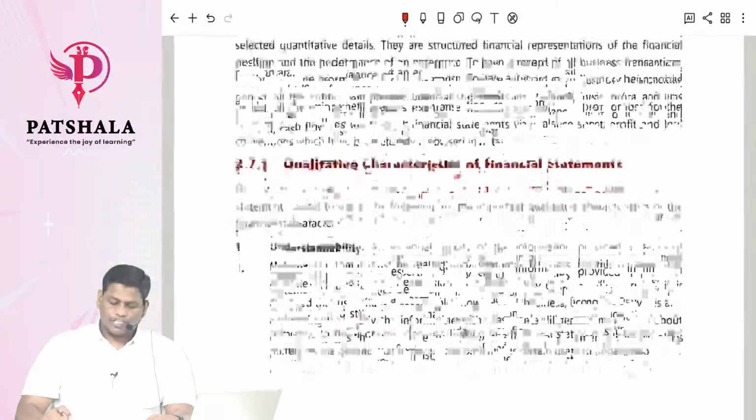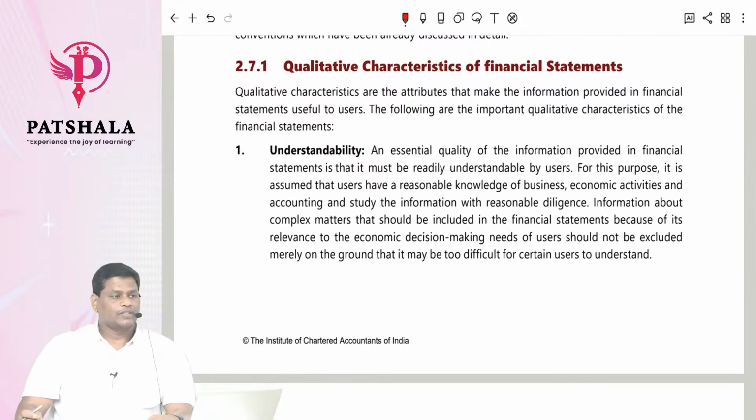Next you write heading. Last one in this unit. Qualitative characteristics of financial statements.